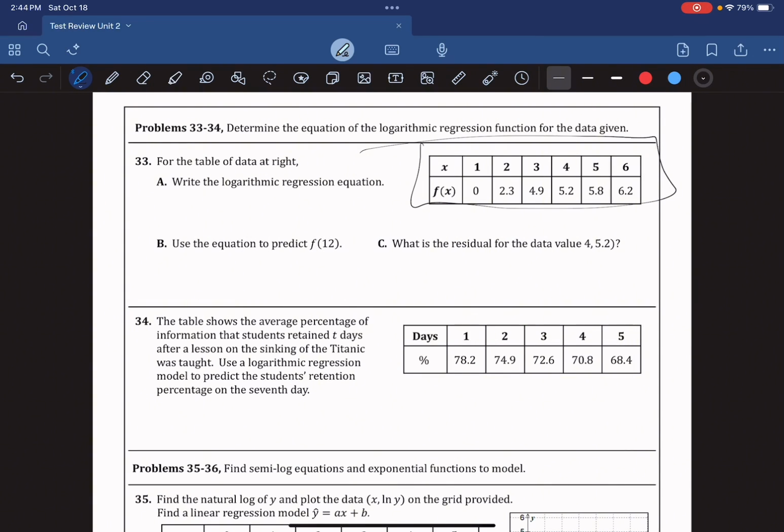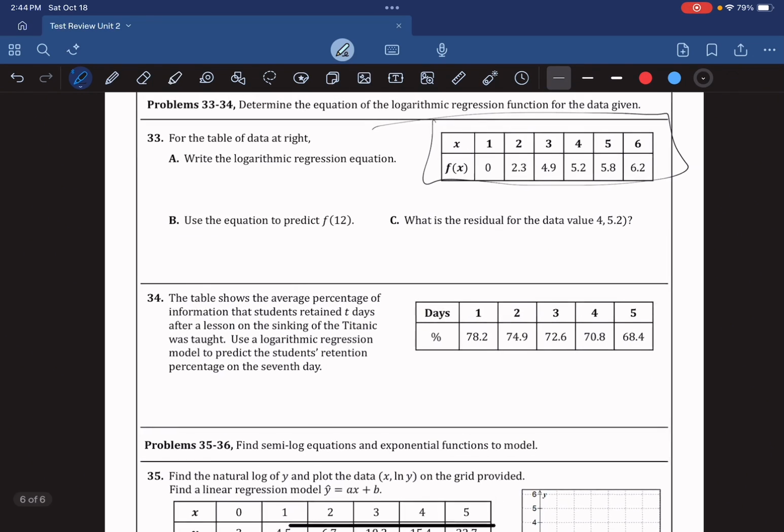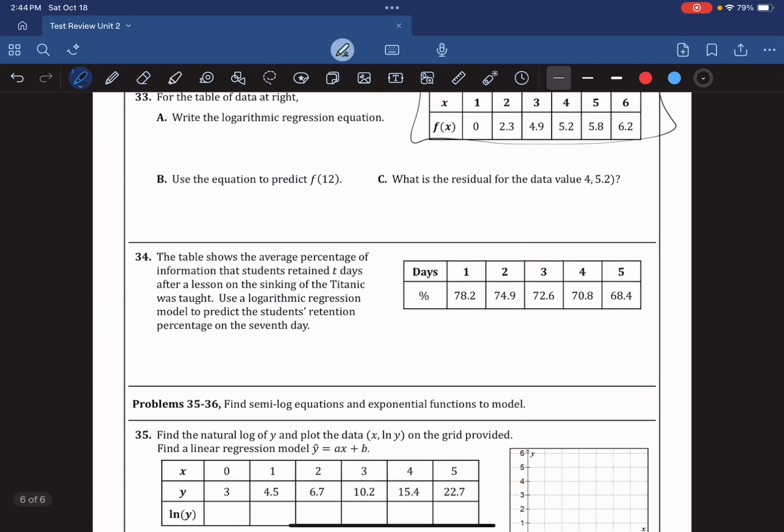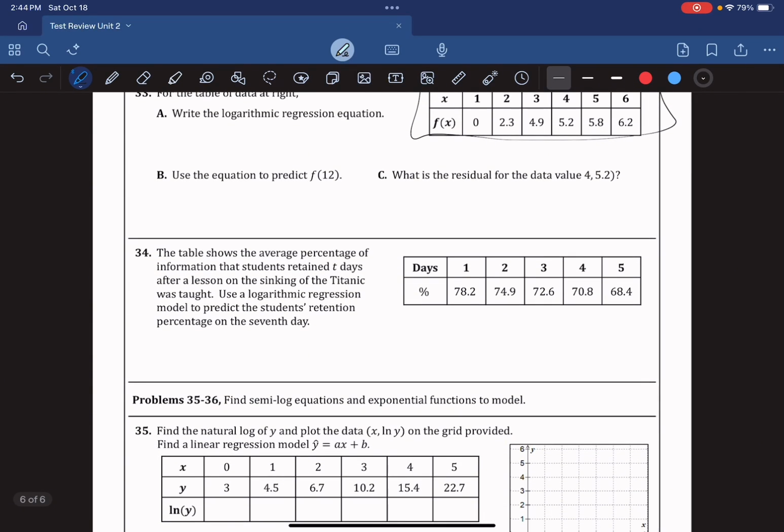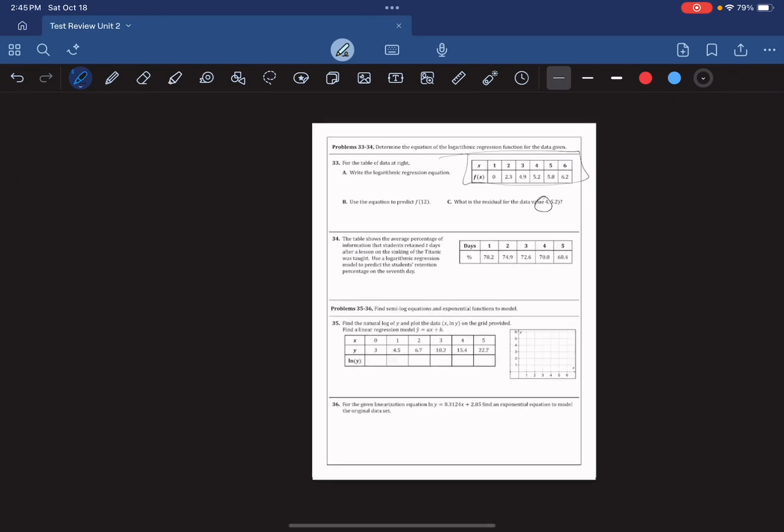You guys know how to do that, you should. And what's the residual for the data value for 5.2? Now, if you go to Desmos, there'll be a little button that says plot residuals, right? And if you go to the residual that's at 4, your y value there will be your residual. So don't worry about that second half, okay? The only thing you worry about is find the value where x equals 4 on your residual plot. Okay.